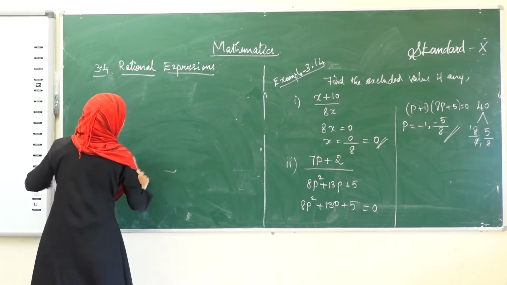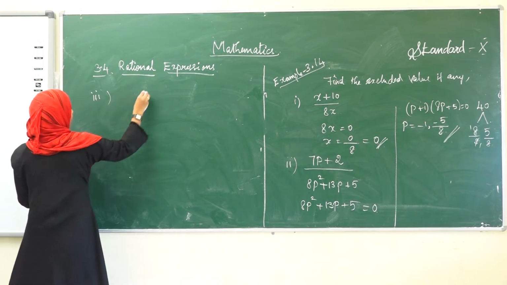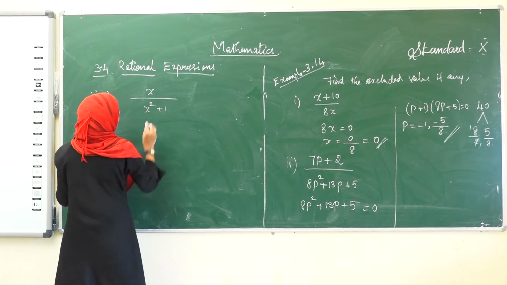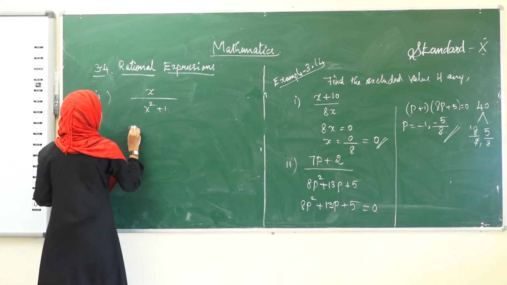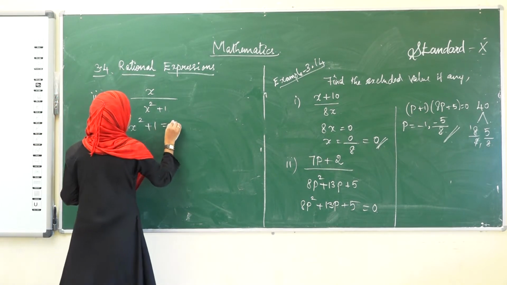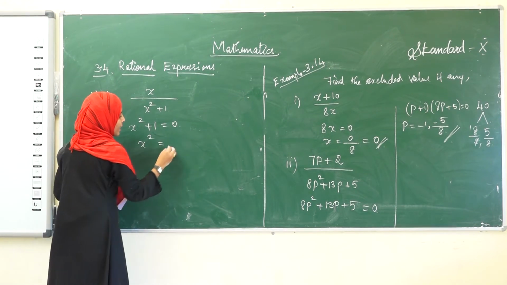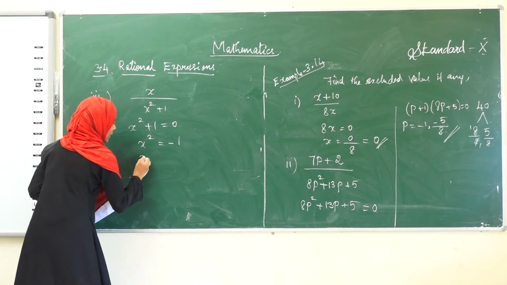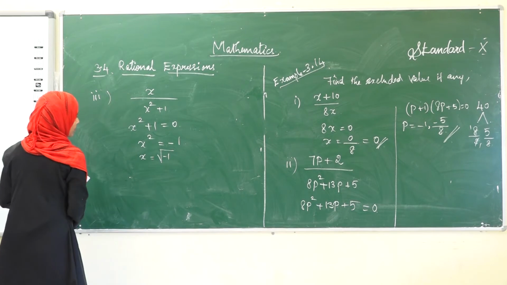What's the third subdivision they have given in that example? The third subdivision is x divided by x square plus 1. We have to find the excluded value. Therefore, we are going to consider the denominator alone, x square plus 1, and equate this to 0. See here, x square is equal to, on taking this to the right hand side, minus 1. So the value of x is equal to root of minus 1.